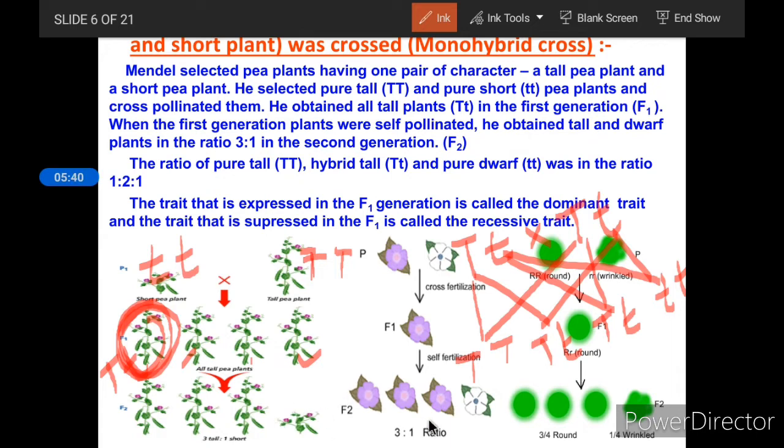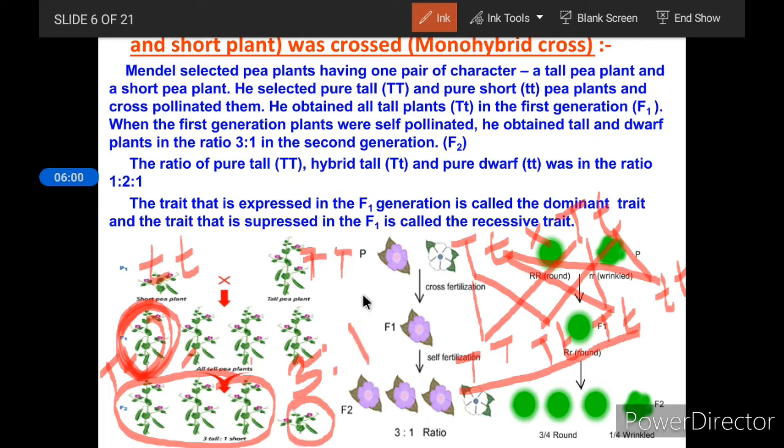Here you can see this 3. As T is present, T is dominant, that is why there are 3 tall plants. Here also you can see 3 tall plants to 1 short plant. That is what is shown here. So when the first generation plants were self-pollinated, he obtained tall and dwarf plants in the ratio 3:1. That is what is being shown here.